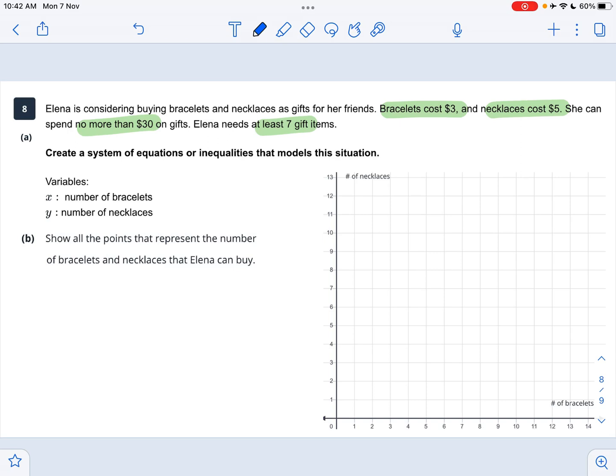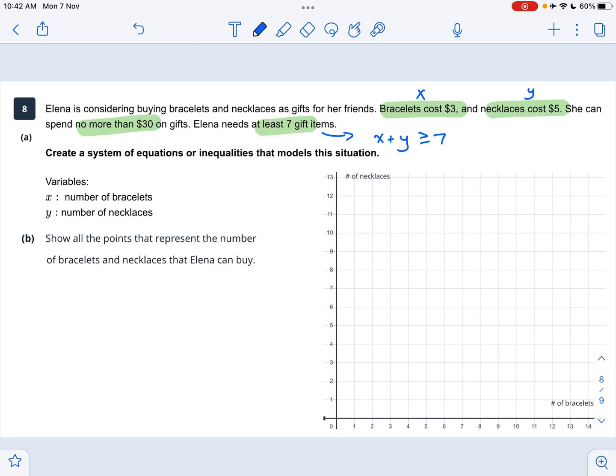Okay, so the first statement, she needs at least 7 gifts. X is the number of bracelets, so let me put X here. Y is the number of necklaces. So that first one is going to be X plus Y. She needs at least 7, so it's going to be greater than or equal to 7.